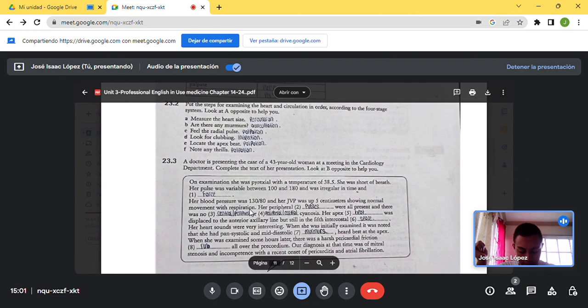Our diagnosis at the time was of mitral stenosis and incompetence with a recent onset of pericarditis and atrial fibrillation. Okay, let's translate that.